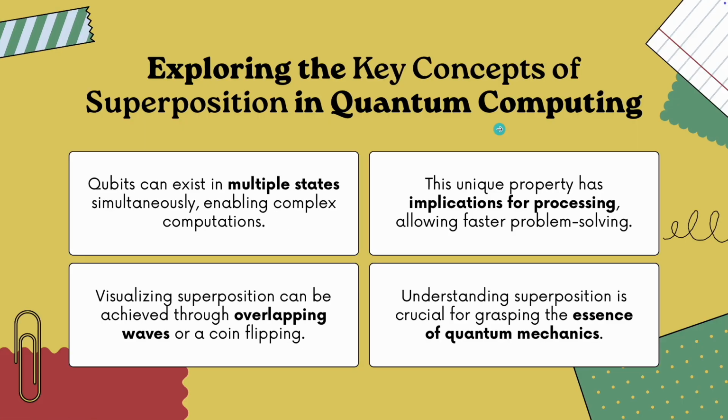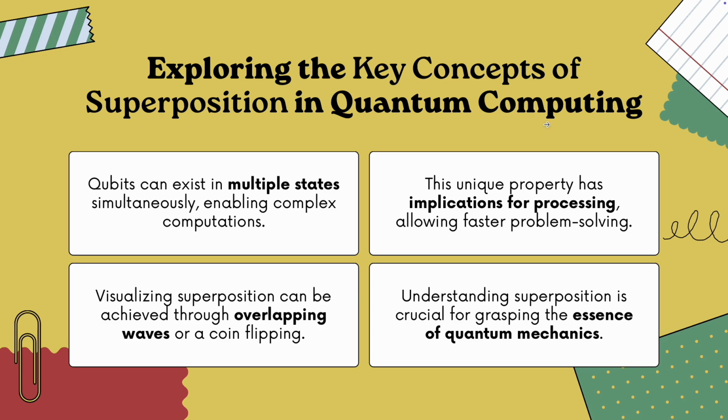Superposition is one of the important concepts in quantum computing because qubits can exist in multiple states simultaneously. They can perform complex computations much more efficiently. Imagine flipping a coin when it's in the air. It's not just heads or tails, it's a mixture of both. That's how superposition works. Another way to picture this is with overlapping waves, where many possibilities are considered at once before the result is finalized.